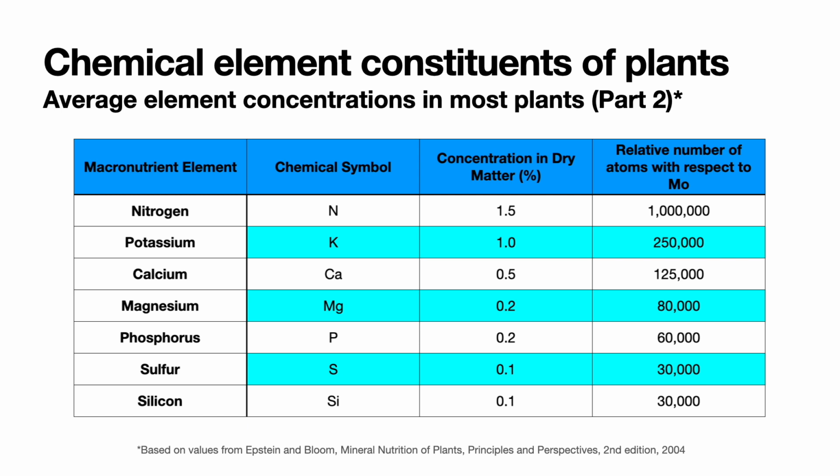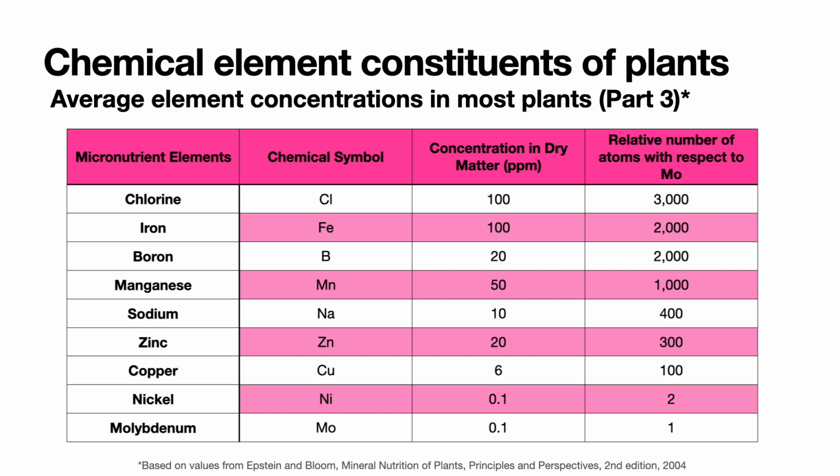Silicon is everywhere in the environment, but it was not recognized as an essential element until fairly recently, much to the work of Emanuel Epstein, who helped to define this. So it is also in the concentration range of about 0.1% of the dry matter and 30,000 atoms with respect to molybdenum. Micronutrients, as I mentioned, are required in less concentrations.